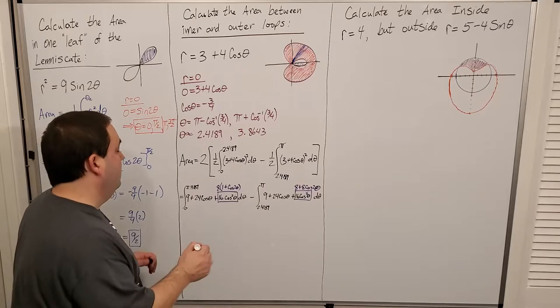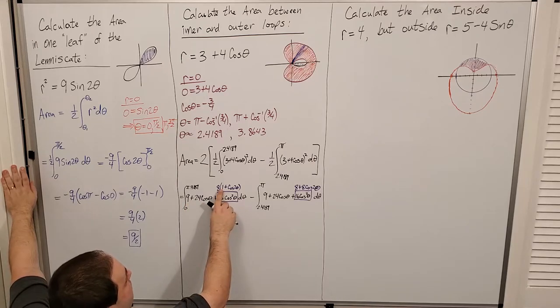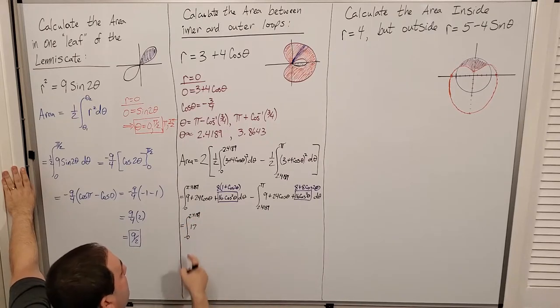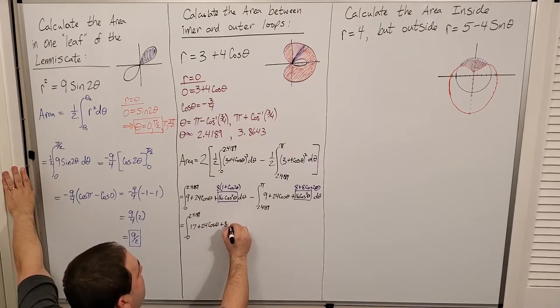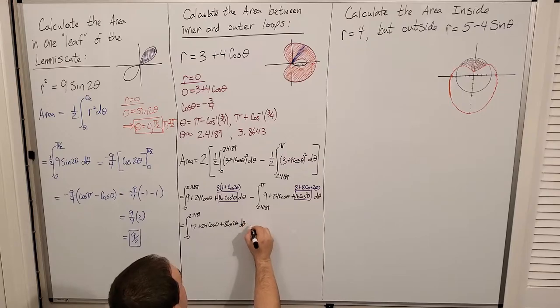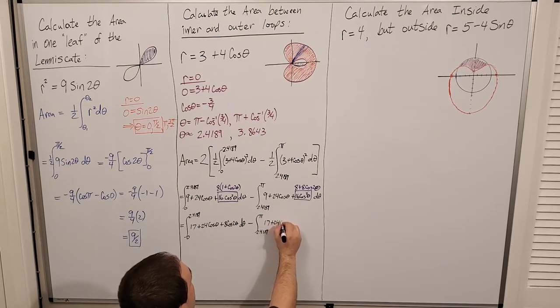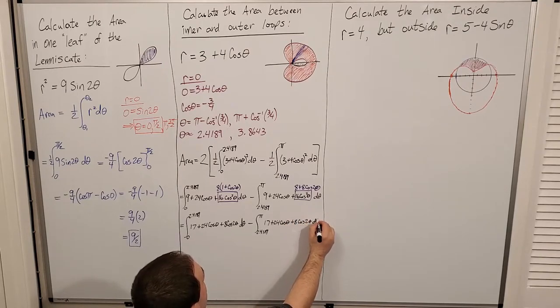So then, what I finally am integrating is going to be the 9 plus this 8. I'm going to have an integral with 17. It's from 0 to 2.4189. 17 plus the 24 cosine theta plus 8 cosine 2 theta d theta, minus same integral, 2.4189 to pi. Same thing, 17 plus 24 cosine theta plus 8 cosine 2 theta d theta.